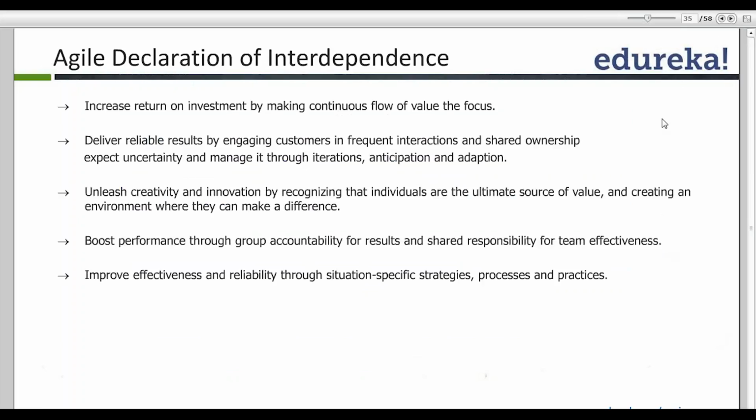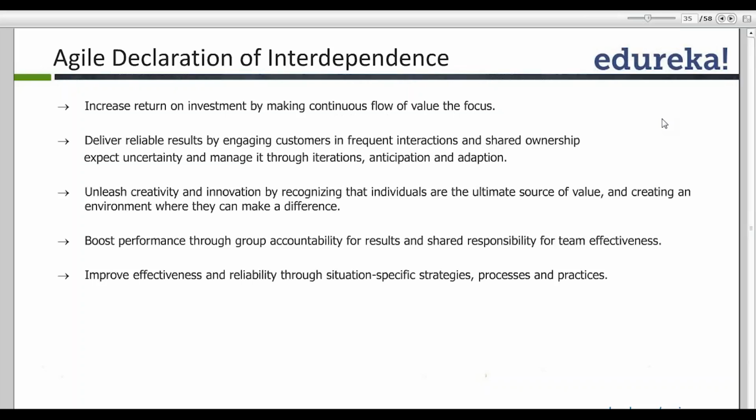There is also another document which has come out recently, called the Agile Declaration of Interdependence. What it says is, as an agile project team, we should increase return on investment by making continuous flow of value the focus. So value is something we have to keep our focus on, and we increase the return on investment. The second principle says deliver reliable results by engaging customers in frequent interactions and shared ownership. That is the second principle of the declaration.